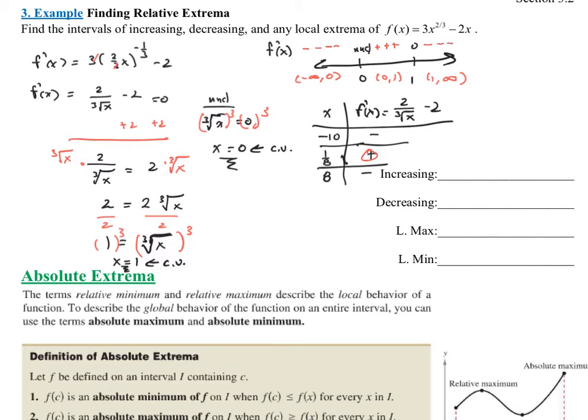So again, looking at what happens to my function on each of those intervals: because the derivative is negative, my function is decreasing. Derivative positive means my function is increasing. Derivative negative means decreasing. So looking for where it is increasing, I'm going to be looking at the interval 0 to 1. Looking for when it is decreasing, I'm going to be looking at the intervals negative infinity to 0 and 1 to infinity.